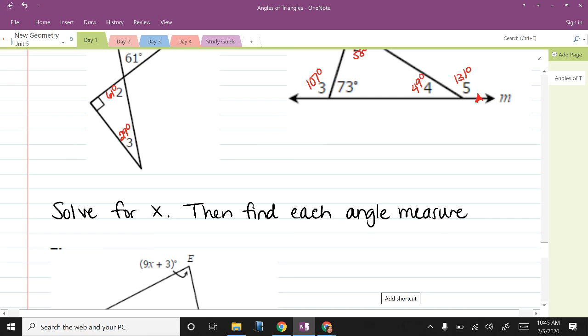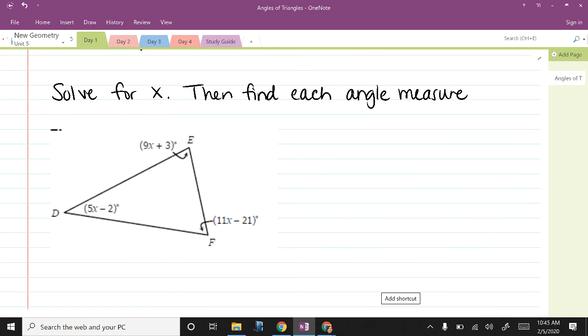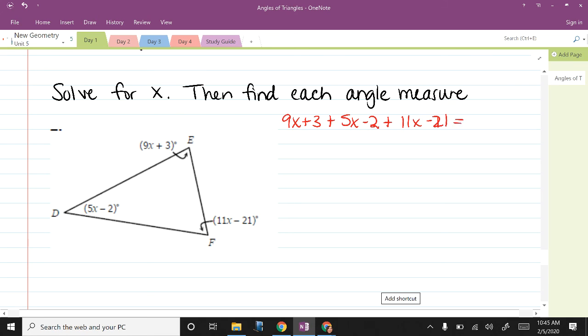All right. How would we do a problem like this? Y'all can just watch, but how would I do it? So don't add them all up to equal 180. All right. Y'all do it with me then. I'm going to say 9x plus 3 plus 5x minus 2 plus 11x minus 21 equals 180, right? Y'all see what I'm doing? They all add to make 180.